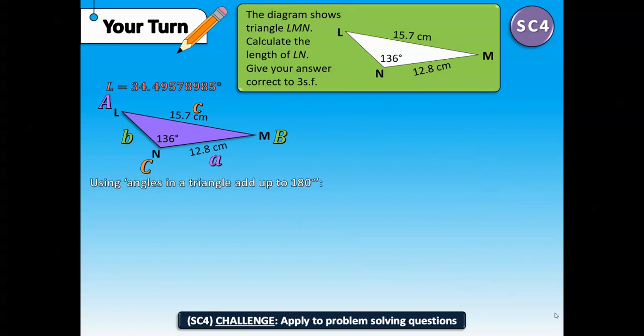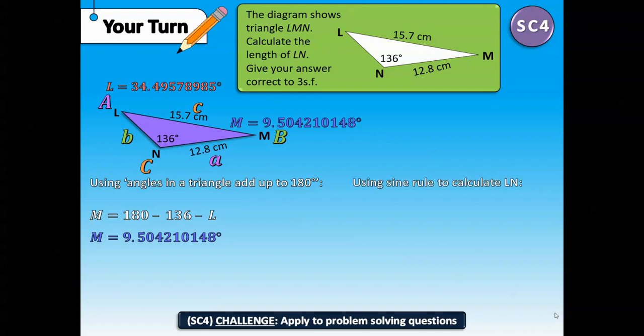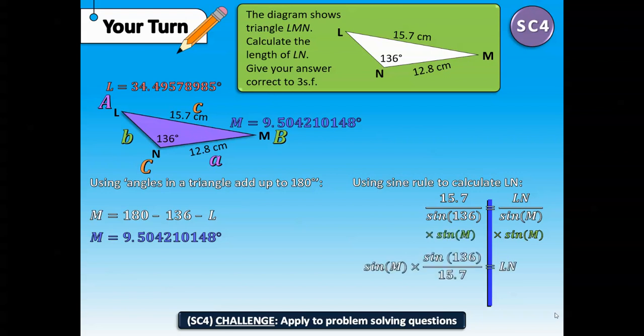And I know angles in a triangle add up to 180 degrees. So angle M is 9.5 degrees. And now I can use the sine rule to calculate LN. So I substitute in the values, times both sides by sine M. And if I type that into the calculator, LN is 3.73 centimeters.